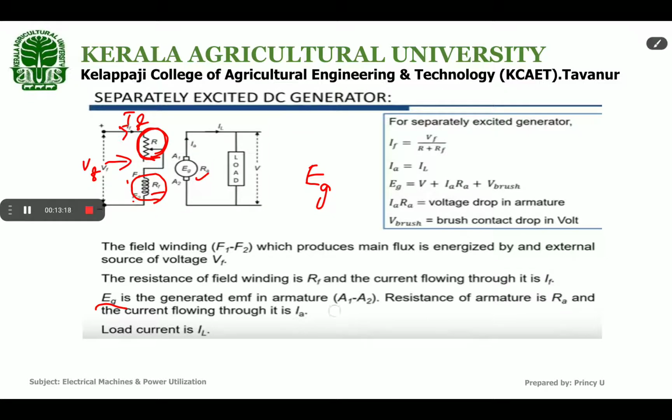And armature is denoted by the term A1, A2. A1, A2 is the standardized marking for the armature. A1, A2 mark the two ends of the armature winding. The internal resistance of the armature winding is RA. This RA is the resistance of the winding. Armature winding resistance is RA, and the load current is IL.